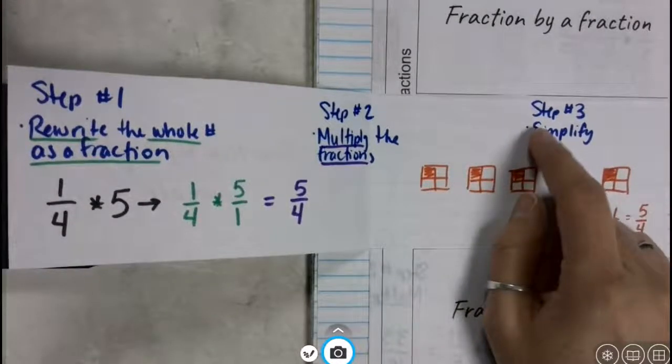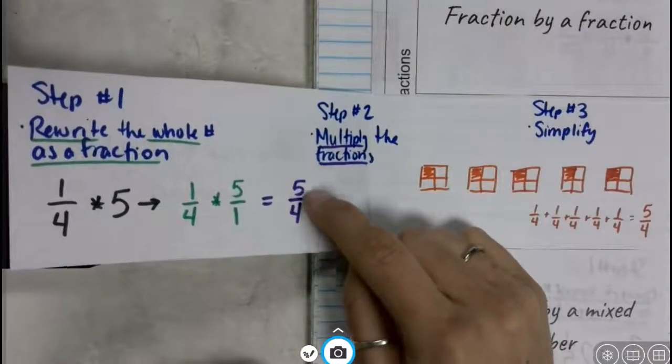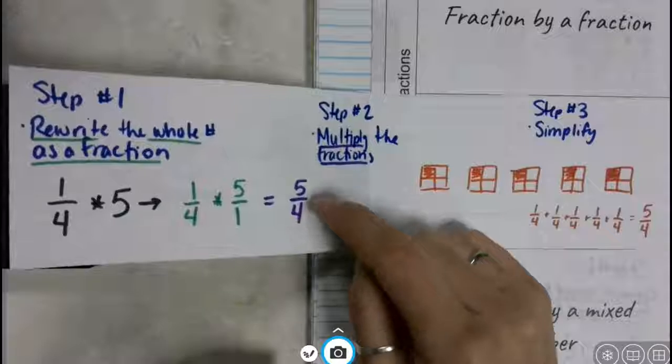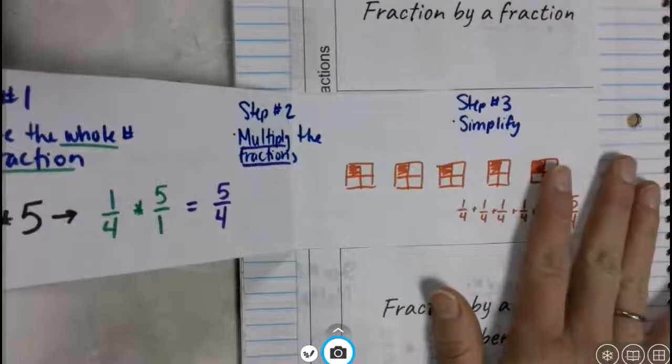And then, of course, I simplify. So for this example, 5/4, there's no value that can go into both of these evenly to simplify my fraction, so I leave it there. So let's look at what this actually looks like.